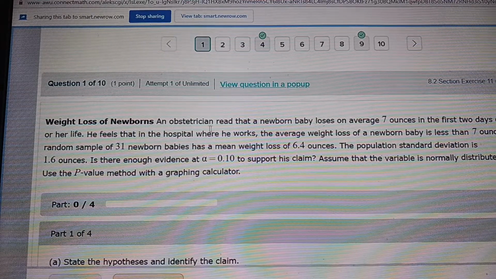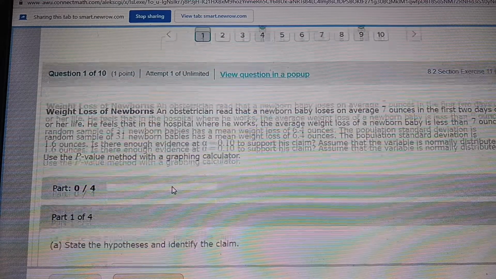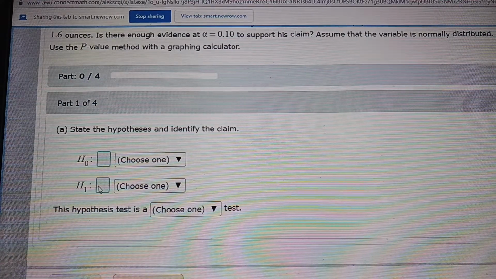An obstetrician read that a newborn baby loses on average 7 ounces in the first 2 days of life. So that could be a claim: the mean is 7. But Connect Math likes to switch it in the next sentence. He feels that in the hospital where he works, the average weight loss of a baby is less than 7. So that's going to supersede the first sentence.